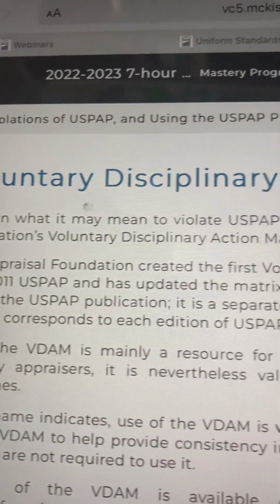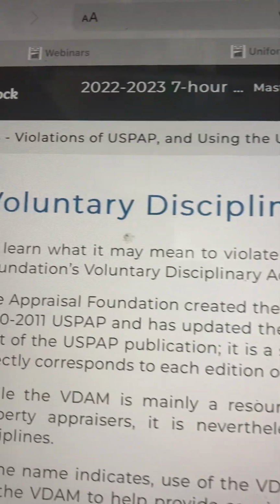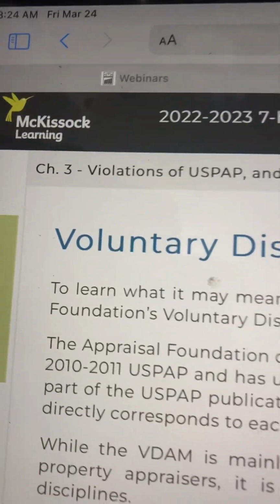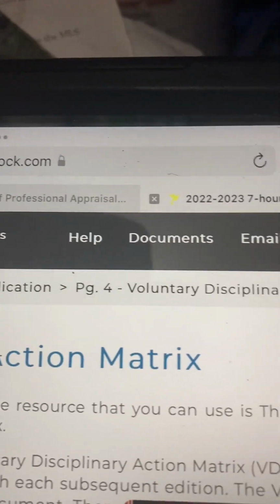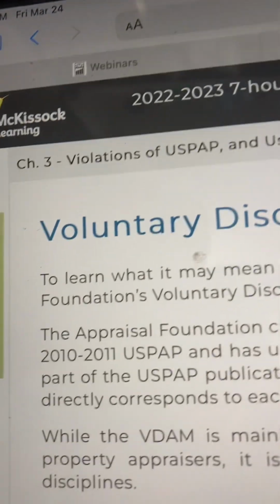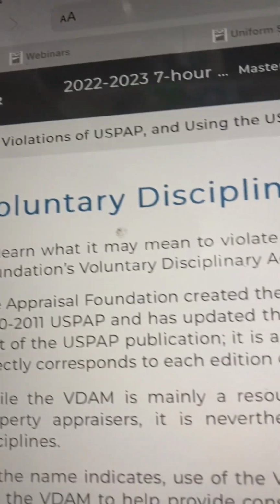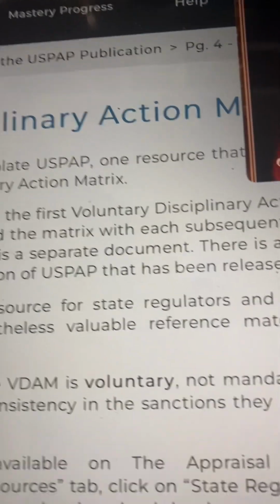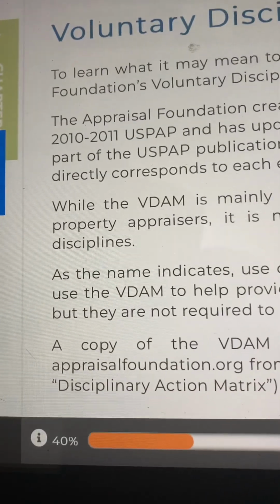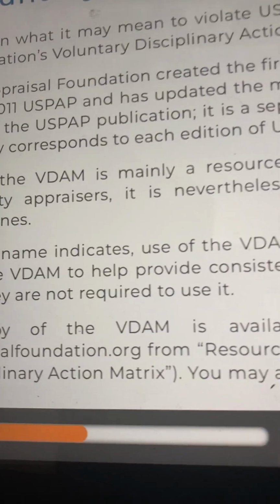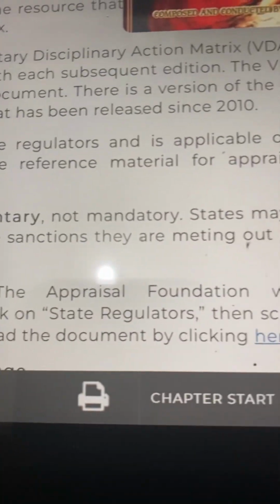Chapter 3, violations of USPAP and using the USPAP publication. Page 4, voluntary disciplinary action matrix. To learn what it may mean to violate USPAP, one resource that you can use is the Appraisal Foundation's Voluntary Disciplinary Action Matrix, VDAM. The Appraisal Foundation created the first VDAM for the 2010 through 2011 USPAP and has updated the matrix with each subsequent edition.